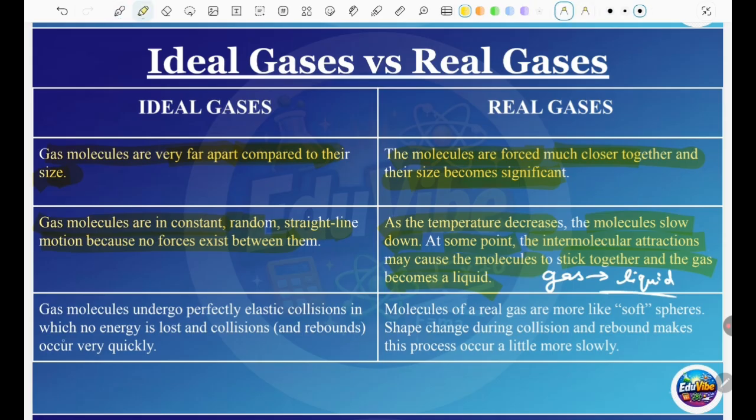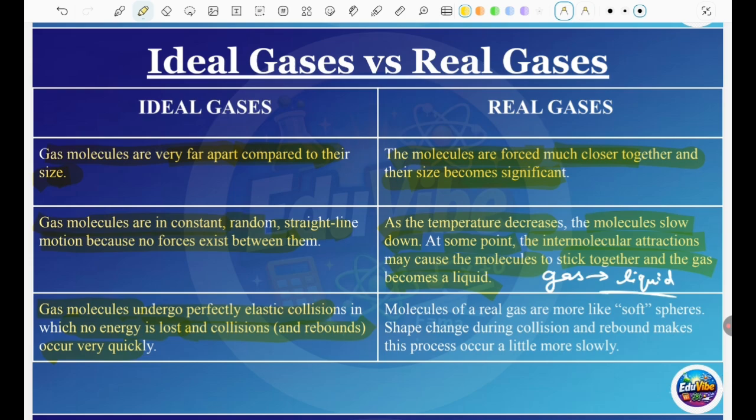In ideal gases, gas molecules have perfectly elastic collisions. Elastic collision means a perfect collision where no energy is lost and collisions occur very quickly.